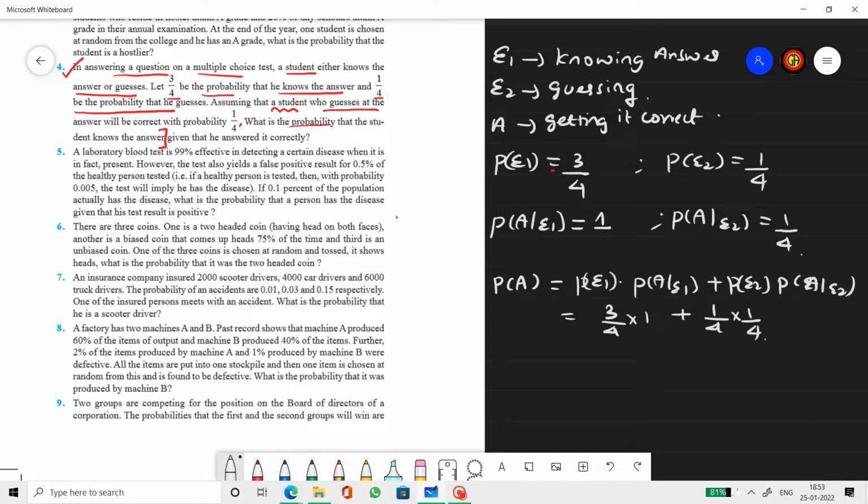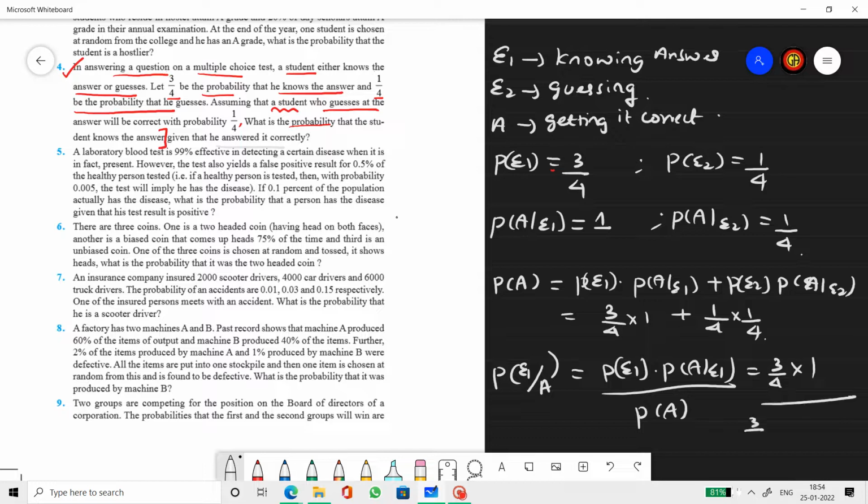What they want is to find, given that he has answered correctly, what is the probability that the student knows the answer. So that means E1 given A, which is P of E1 into A given E1 by P of A, the total probability. So the answer would be 3 by 4 into 1 divided by 3 by 4 into 1 plus 1 by 4 into 1 by 4. So this is how we get the answer for the fourth question.